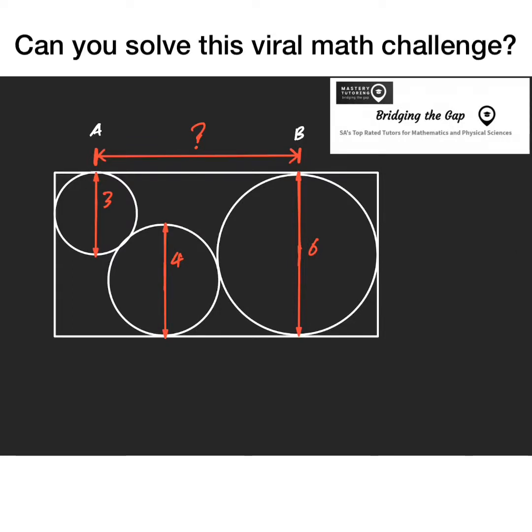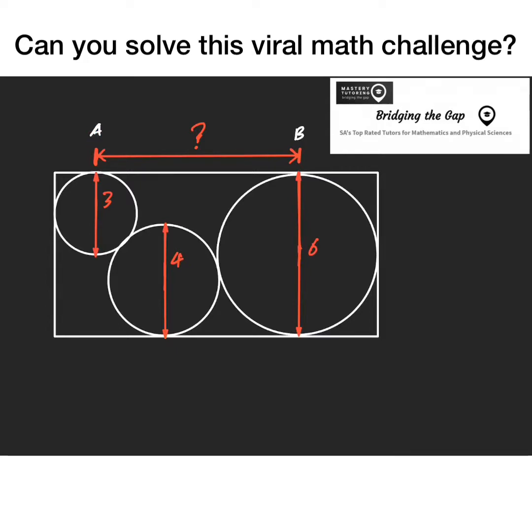In this video we are given three circles that are enclosed in a rectangle. The biggest circle has a diameter of 6, the smallest circle has a diameter of 3, and the circle in the middle has a diameter of 4. We are required to find the distance between A and B.